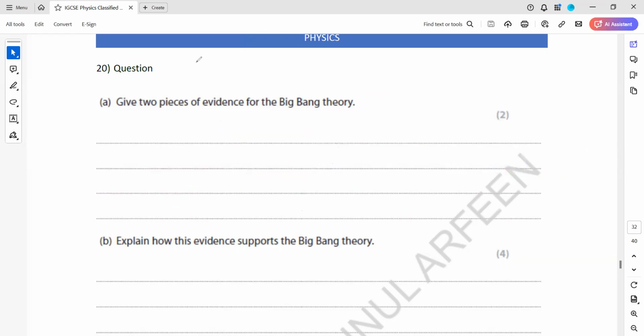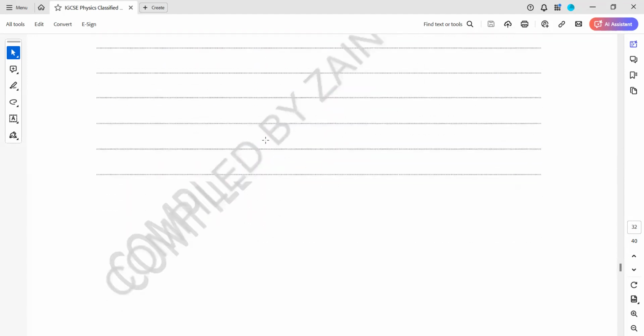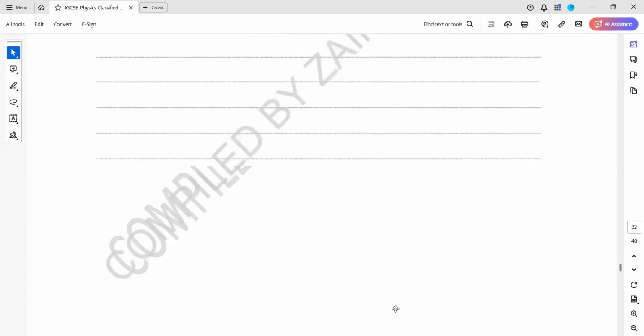Then, two pieces you have to mention, and then how this evidence supports the Big Bang. So 2 marks for cosmic microwave background radiation, which was released from the beginning of the universe. Most of it was gamma, or very high frequency, but when we receive it now, we receive it in the microwave region, which shows that the wavelength has increased or that part of the universe is moving away from us. And the second one, most of the galaxies are giving the redshift, which also shows that the universe is expanding. So this is a very important question to learn.